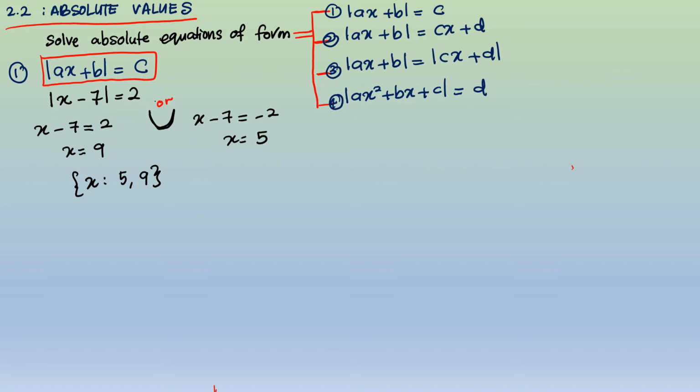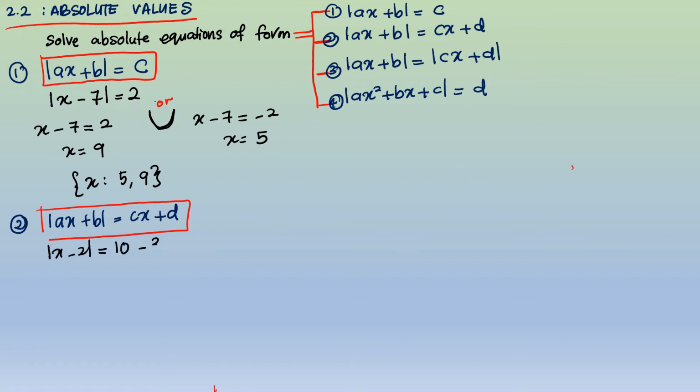So let's go to form number 2. For form number 2, we have a modulus linear inside, and we have a linear equation outside without the modulus. Alright guys, let me give you an example. We have modulus x minus 2 equal to 10 minus 3x. So we will have x minus 2 equal to 10 minus 3x, union, or, x minus 2 equal to negative of 10 minus 3x.